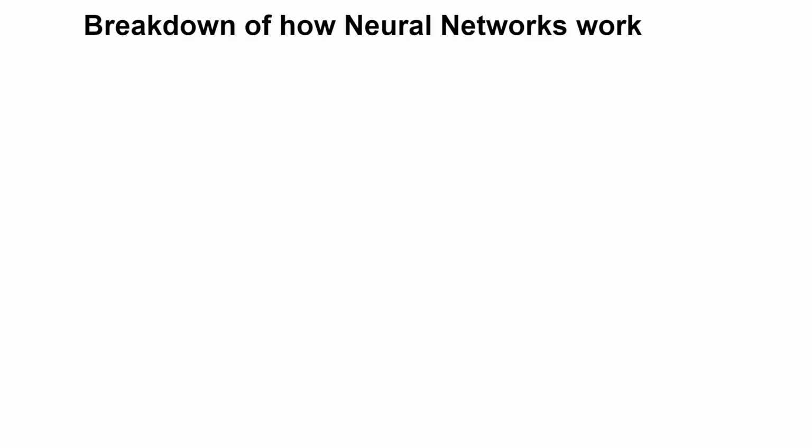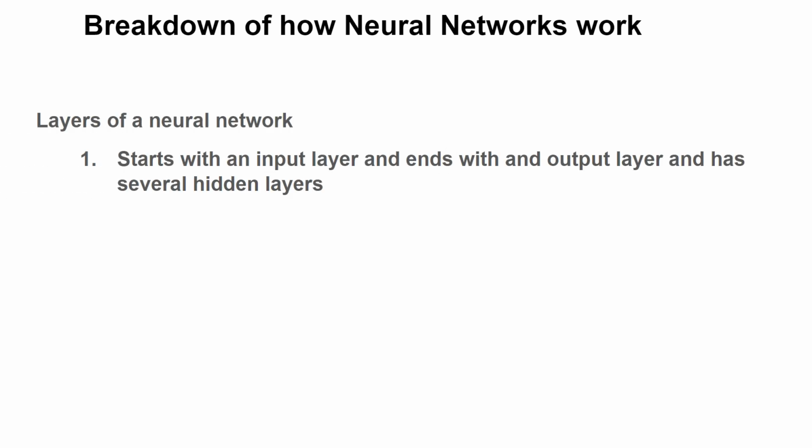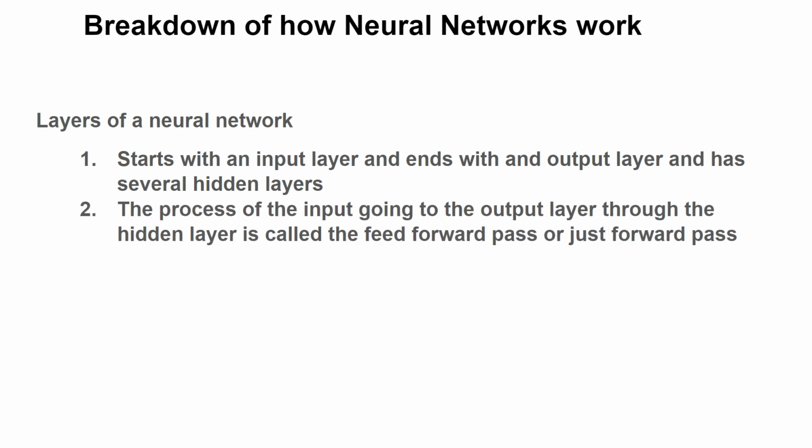The breakdown of how neural networks work. The layers of a neural network, as I mentioned before, it starts with the input layer and ends with the output layer and can have multiple hidden layers. The process of the input going to the output layer through the hidden layer is called the feed forward pass or just the forward pass.